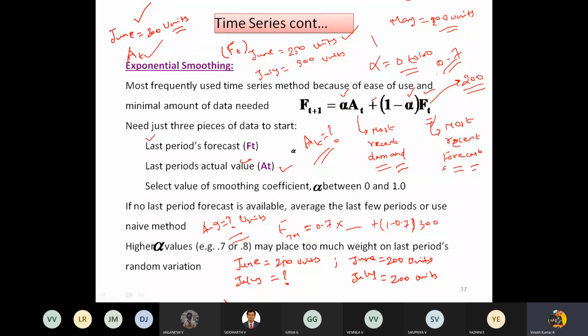Is am I audible? Yes, sir. Yes, pa சொல்லுங்க. This 250 unit is what and 200 unit is what?